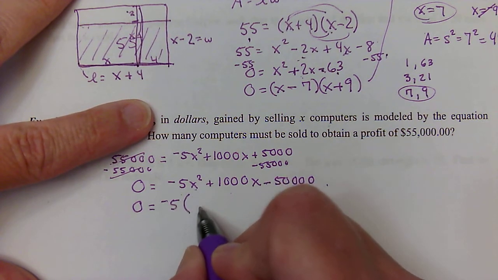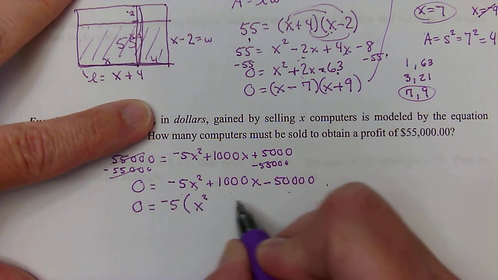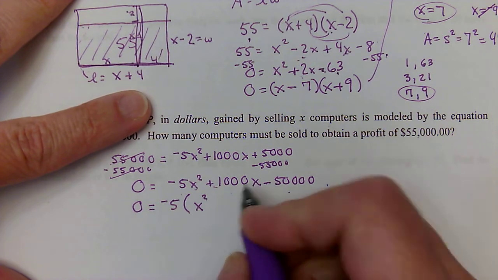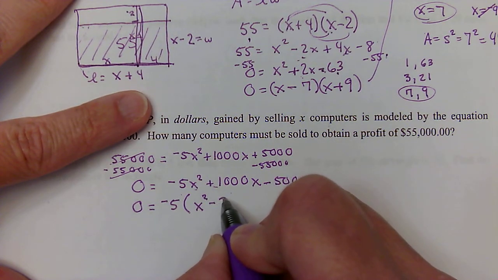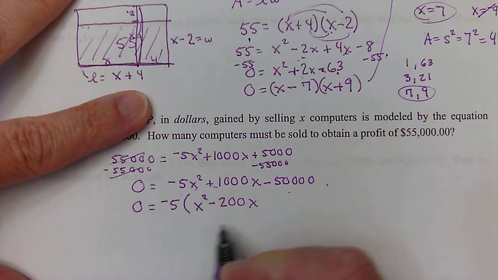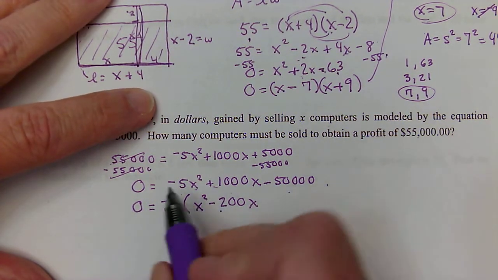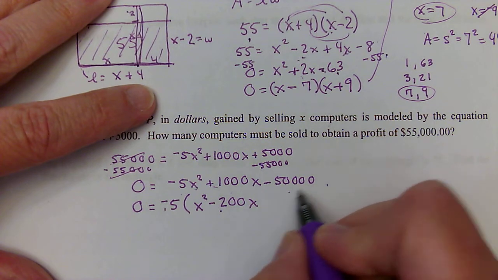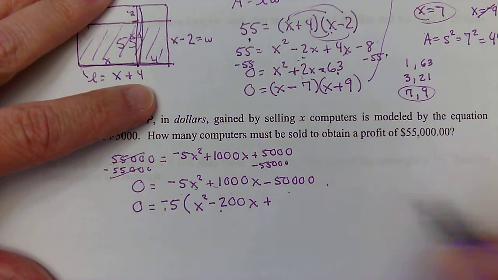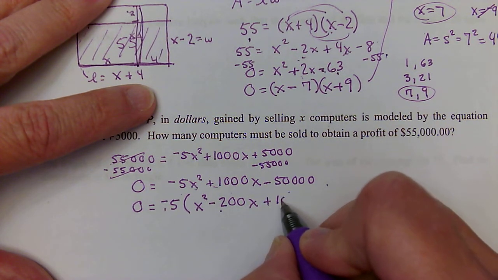So when I divide it out of the first term, I'm left with x squared. When I divide it out of the second term, I get minus 200x, because when I multiply this negative times this negative, I get the positive there. And when I divide the 50,000 by negative 5, the negatives cancel, and I get 10,000.